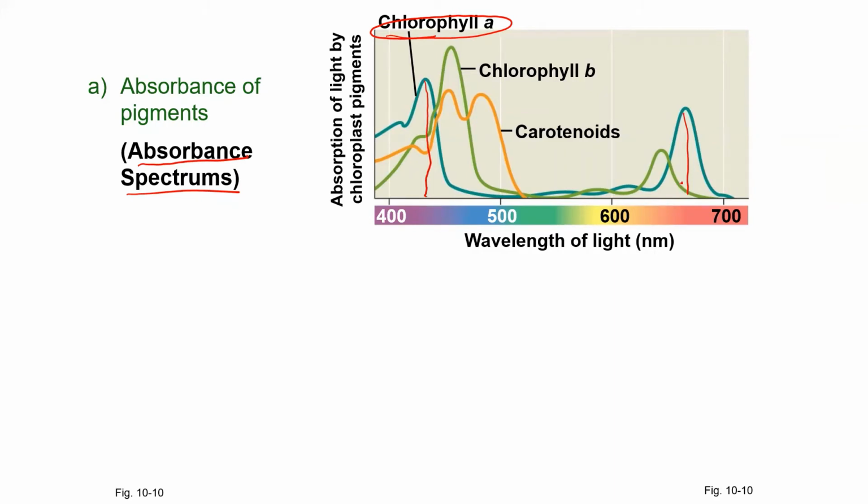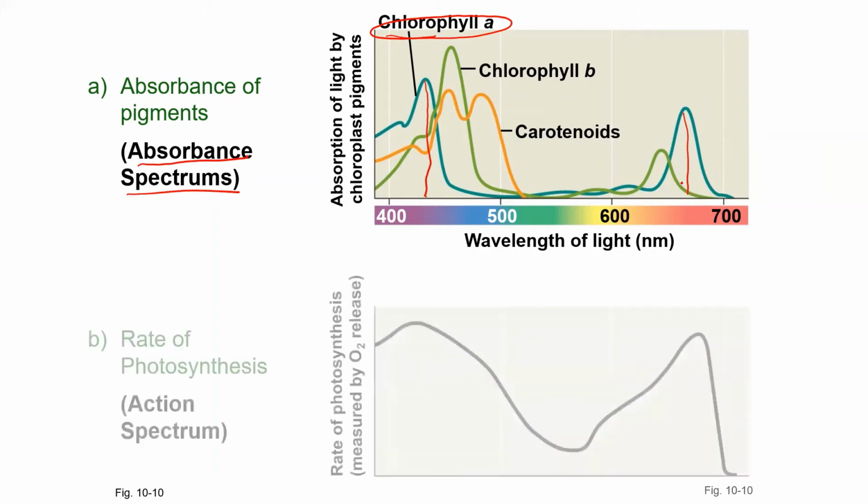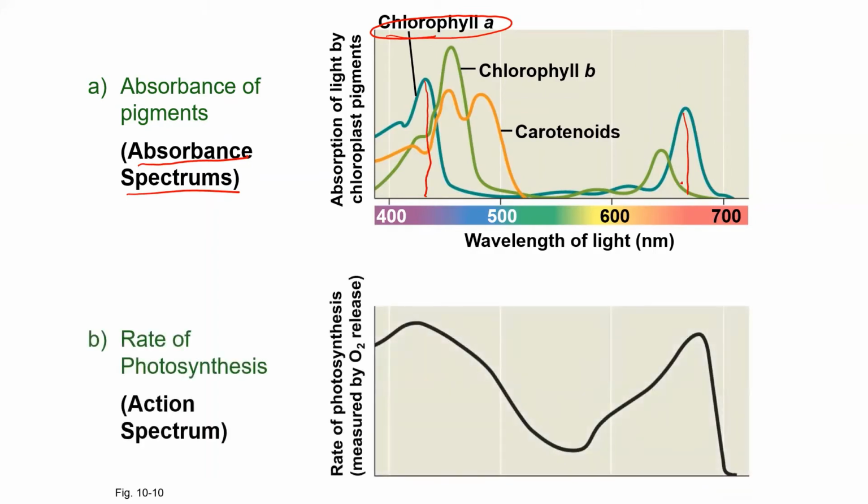So we are going to produce an absorbance spectrum, by the way. That's one of the exercises we are going to do for lab 7 of the spinach chloroplast. The second part of experiment 7, by the way, we are going to do something called an action spectrum.